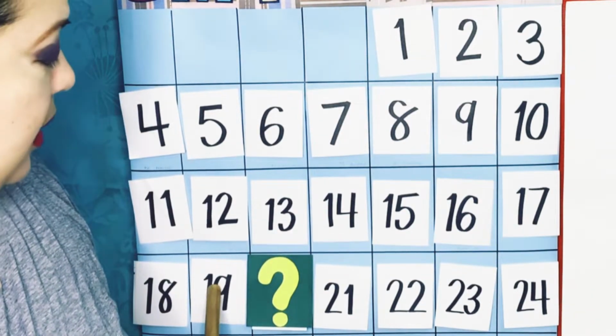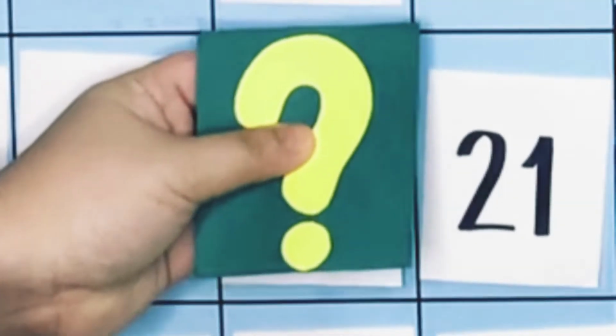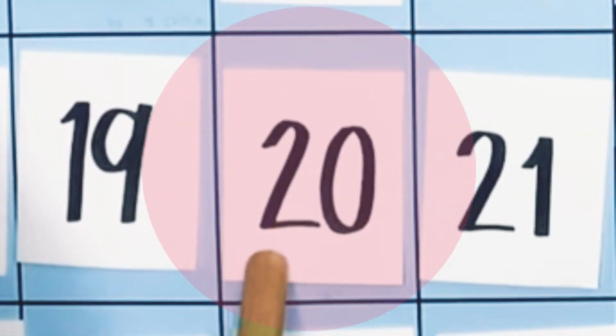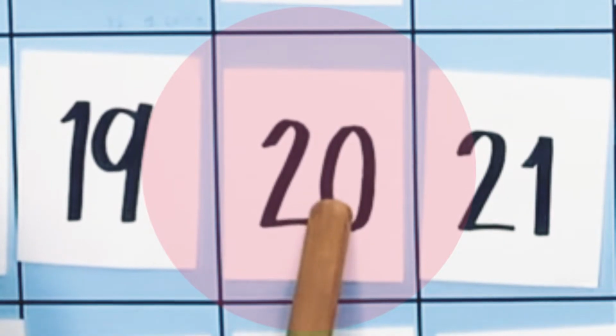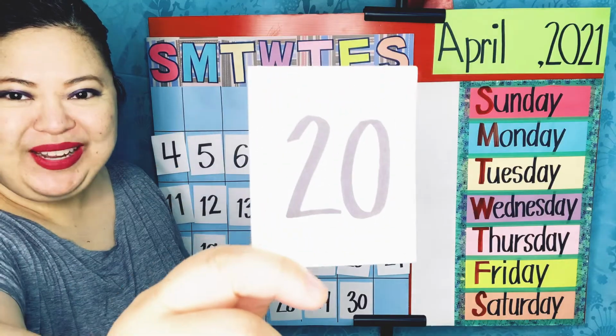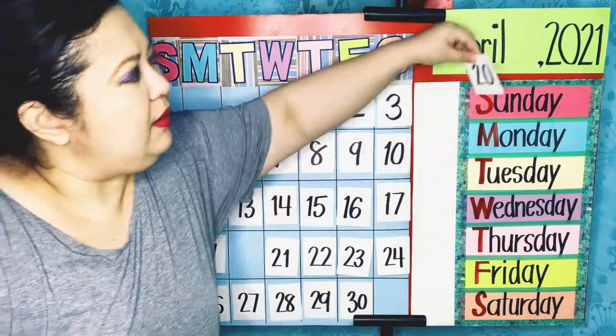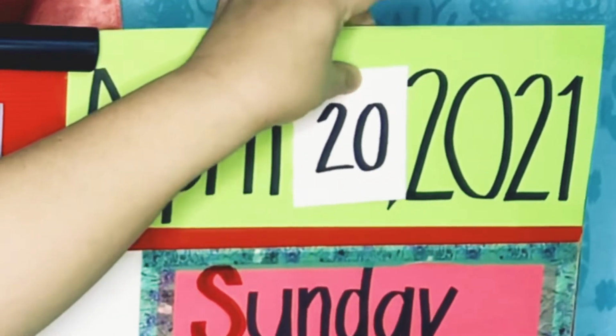after 19 comes 20. 20 is the number that we are looking for. I will take the yellow card away to reveal the number in between 19 and 21. And just like you counted, it is the number 20. Let's place 20 where it belongs today. It belongs in between April and 2021.